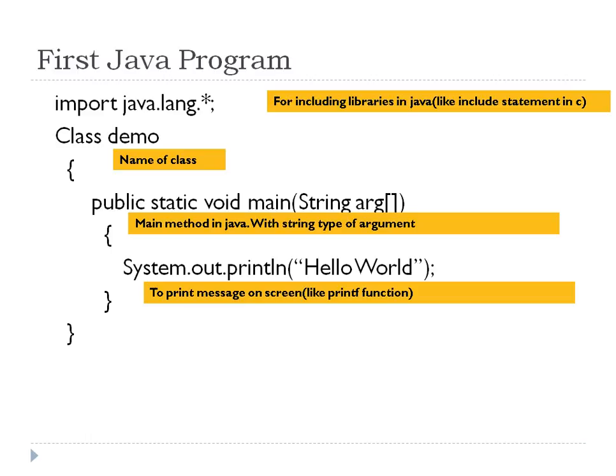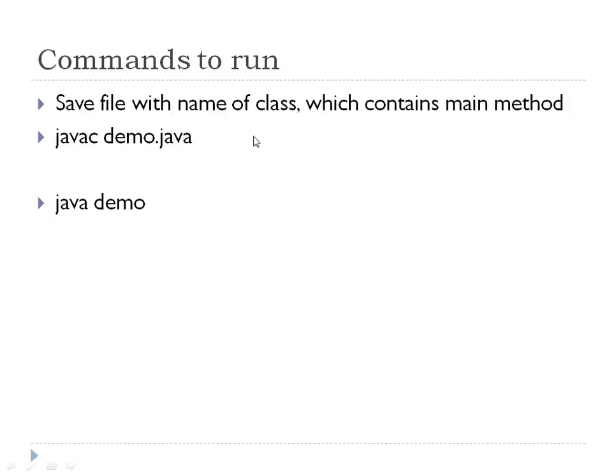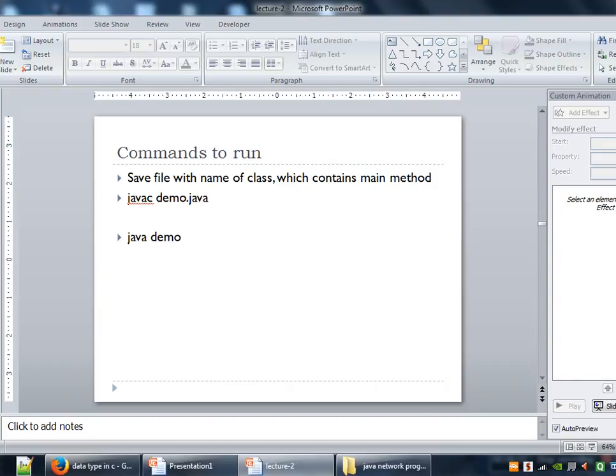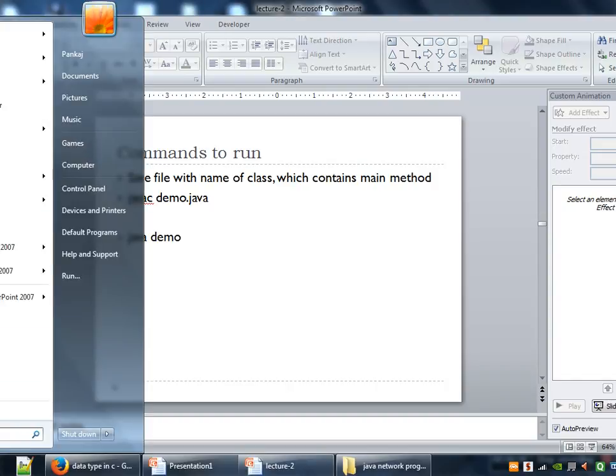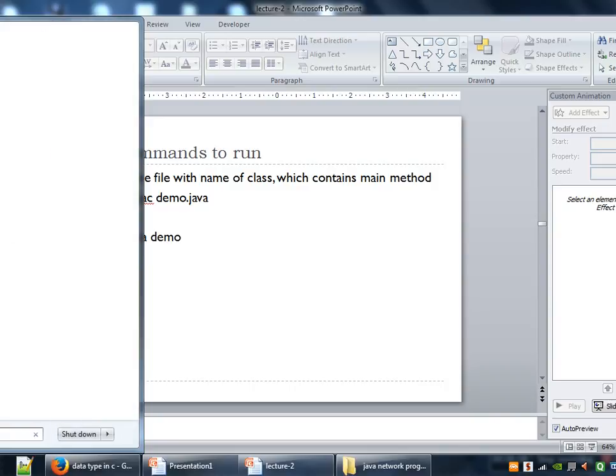Now initially you need to remember this thing: when you give a name to your class, say in our case we have given the name demo, then while saving this file we will name the file demo.java. Java execution involves two steps. First, compile the Java program, and second, execute the Java program. I will show you both the compilation and execution. First we need to write a program.